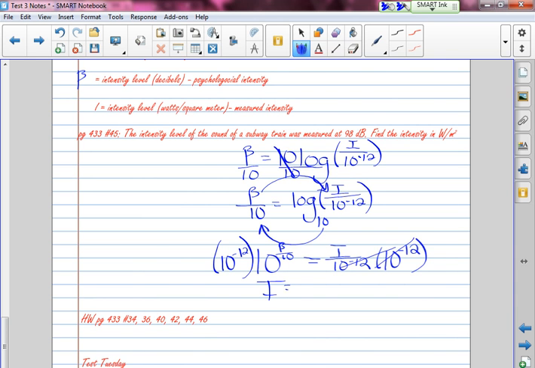So the intensity in watts per meter squared is always equal to 10 to the negative 12 power times 10 to whatever your decibels were divided by 10.